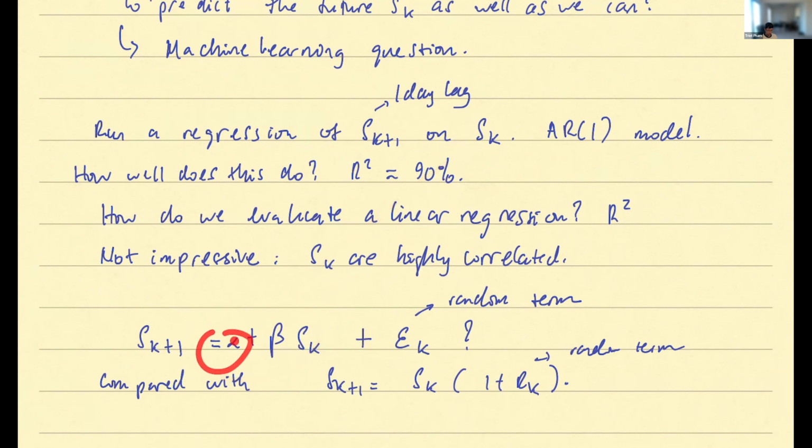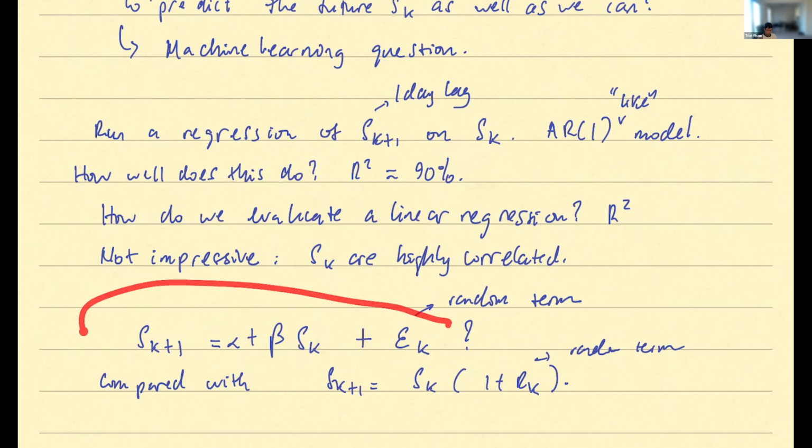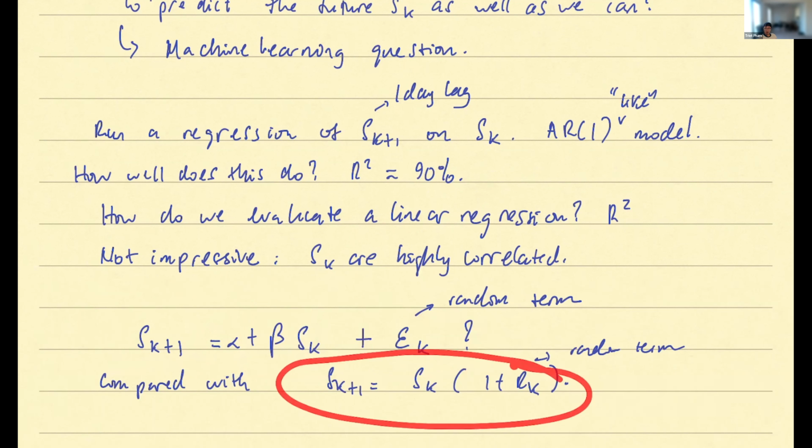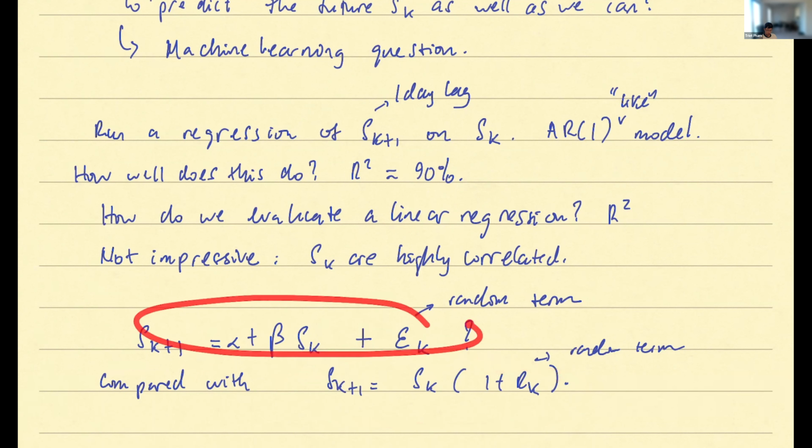If you throw in an alpha, it's technically not an AR1, because AR1 doesn't have the constant term. Anyway, maybe I'll say something like AR1-like. But anyway, the question is this. I hope you know what I'm trying to say: why not this model? Why not this model? Is it any worse than this model? Is it any less reasonable than this model? What do you think?